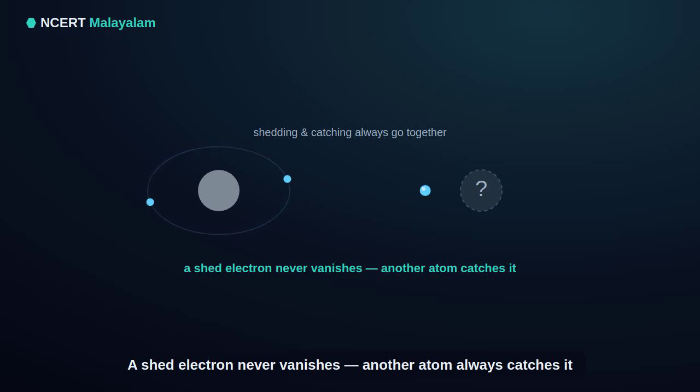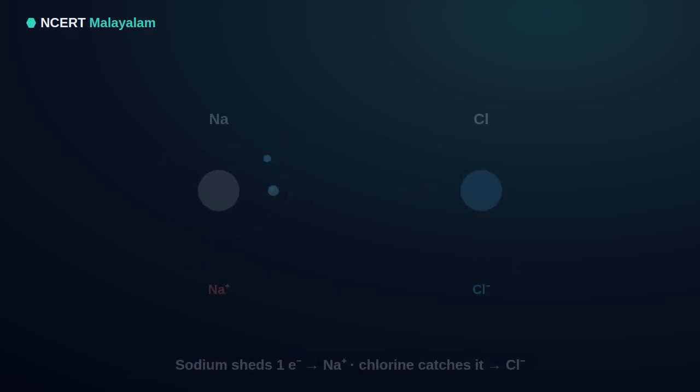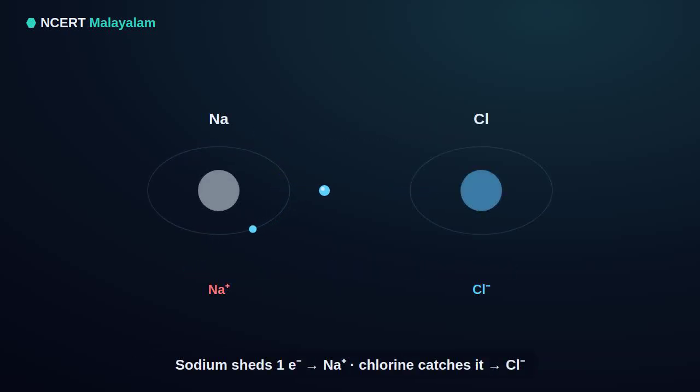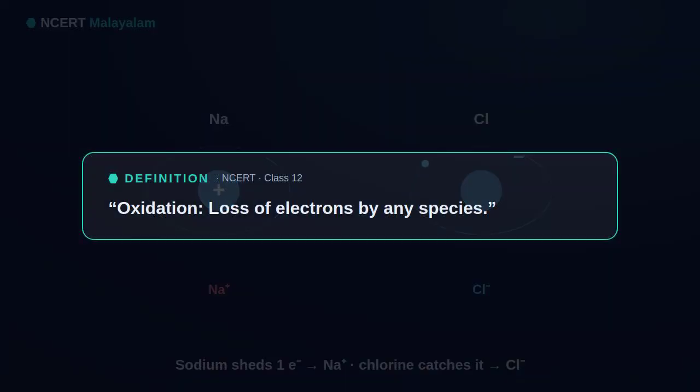Take sodium and chlorine. Sodium sheds one electron and becomes the sodium ion, which is positive. Chlorine catches that very electron and becomes the chloride ion, which is negative. Shedding electrons is called oxidation, so here sodium is oxidized. Catching electrons is called reduction, so here chlorine is reduced. Because the two always happen together, this pair is called a redox reaction.